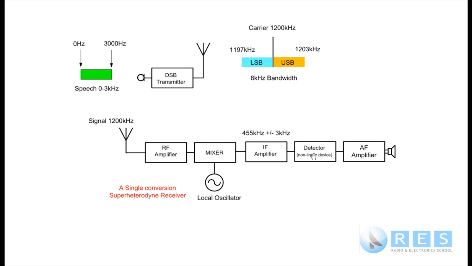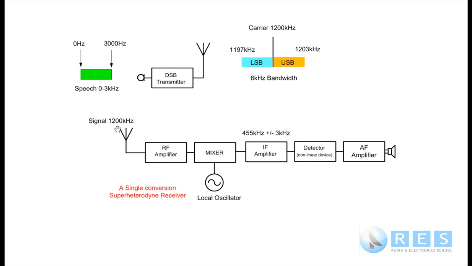Then we have a detector. This is where we're going to do our mixing to recover our audio. What we're going to have at this point is a double sideband signal with the carrier on 455 kilohertz, and when it goes into the detector, the carrier on 455 kilohertz and the upper and lower sideband will mix, and one of the mixing products will be the recovered audio frequencies.